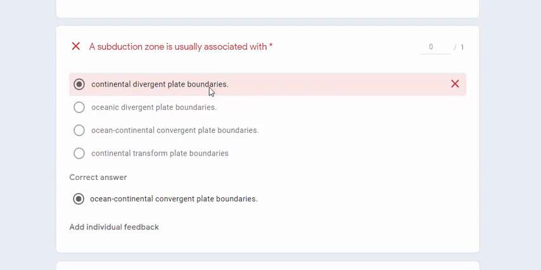So in this case, the question is asking, where do we get a subduction zone? We cannot get it from divergent plates, so both of these are out. We cannot get it from a transform. There is no way one plate goes under another if they are sideswiping each other or if they are moving apart. When can we get a plate going under another? When we have a head-on collision, which is a convergent plate boundary. So this is the correct answer.